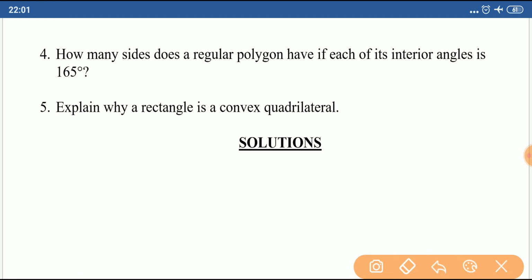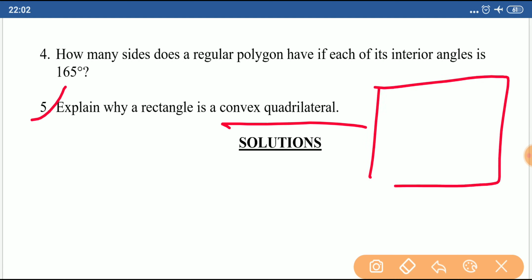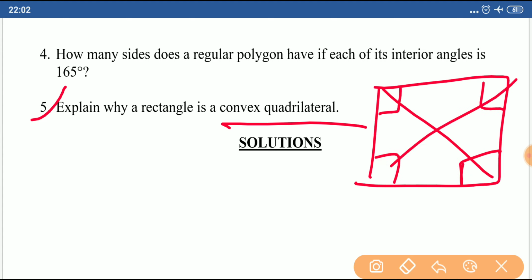Now the last one, explain why a rectangle is a convex quadrilateral. You know that convex means all diagonals should be in the interior part only, and angles should be less than 180 degree. Okay. So you know a rectangle has all angles 90 degree and its diagonals are in its interior part. So this is why we can say that a rectangle is a convex quadrilateral.